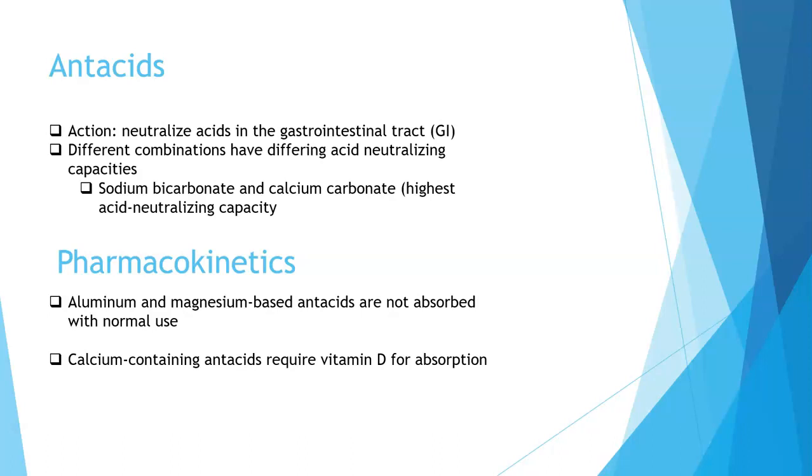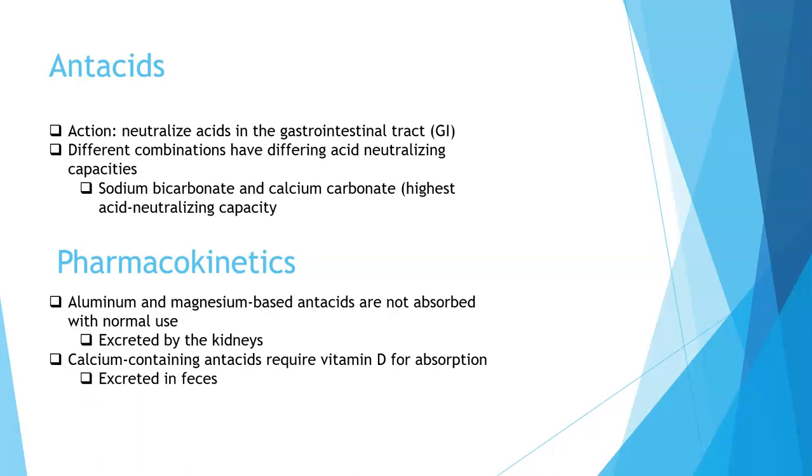I want to go over pharmacokinetics. Why are we going to go over pharmacokinetics? Well, let's think about your patient. Aluminum and magnesium are not absorbed with normal use, and they're excreted by the kidneys. I'll go over this in a second. Calcium-containing antacids require vitamin D for absorption, and they're excreted in the feces.